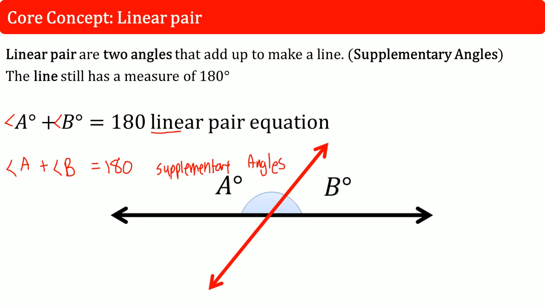Moving forward, please see this as linear pair. Pair means two things. A line is 180. There are two angles that make up 180. The angle A is right here. And if we put that next to angle B, it makes that straight line.